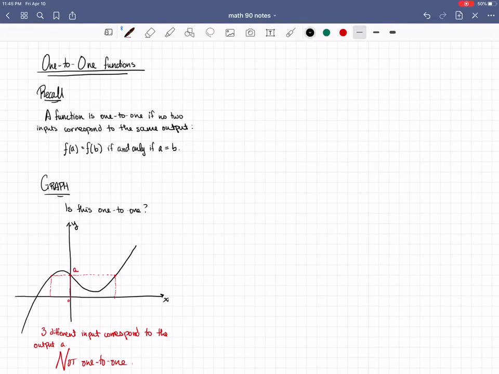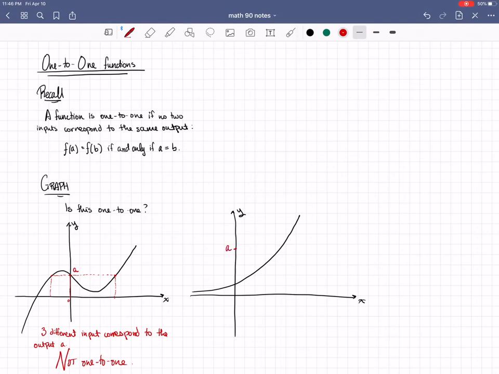On the other hand, let's look at another example. So here's an example of a function. Okay. So this function, if I pick any output at all, so remember again, outputs live on the y-axis. So I'm picking this one for no particular reason. Let's call it A.